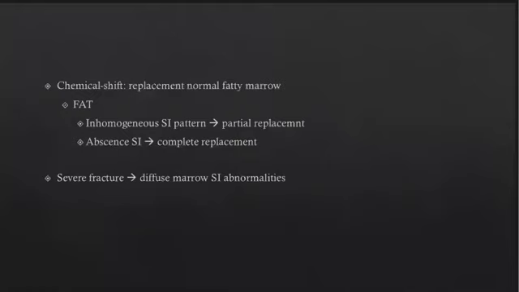The degree of signal replacement of normal fatty marrow is defined better on chemical shift images. A homogeneous signal intensity pattern in acute post-traumatic compression fractures suggests only partial replacement of normal fatty marrow. In contrast, fractures showing complete absence of signal intensity suggest nearly complete marrow replacement. The most severe fractures showed diffuse marrow signal intensity abnormality throughout the involved vertebral body, while only partial loss of normal marrow signal intensity was seen in the least severe compression fractures.